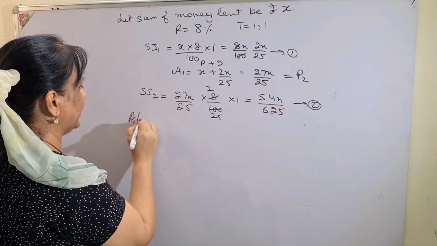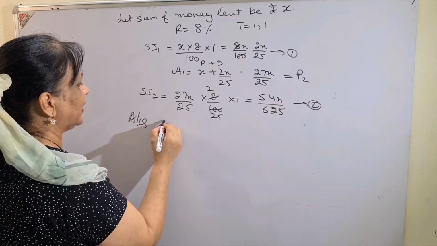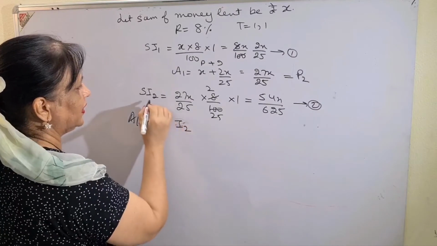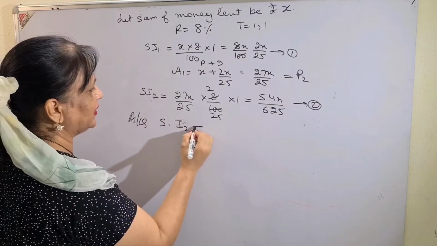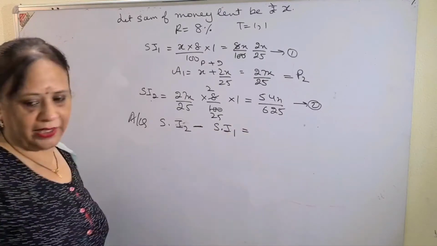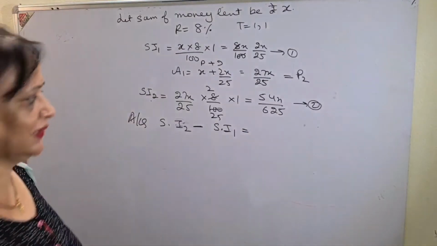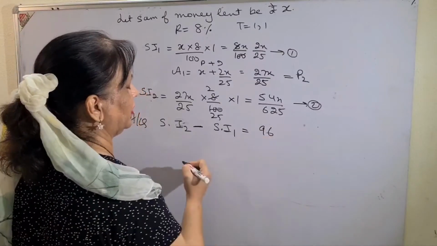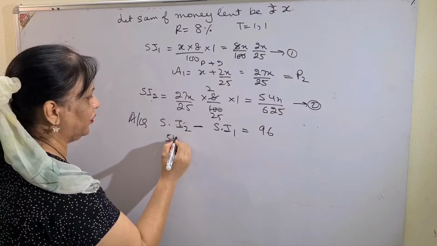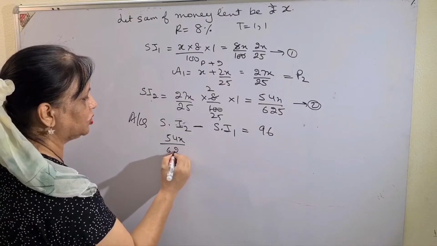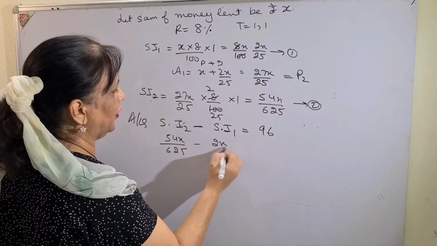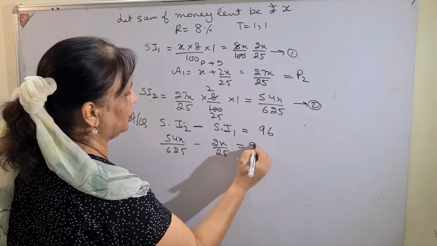According to the question, you write here: second SI2. Write like this. SI2, interest for the second year, exceeds SI1 by how much? By rupees 96. This is how you are going to do it. You can take 100 also, but better take X. So this is 54x upon 625, SI2, minus 2x upon 25, SI1, is equal to 96.